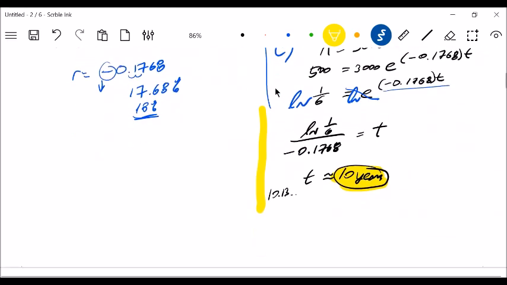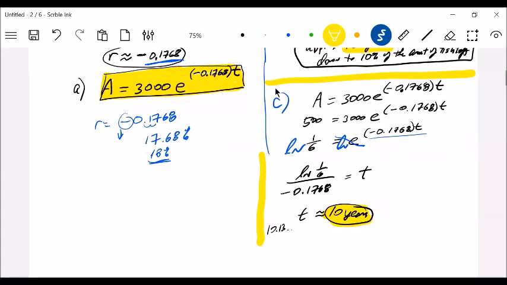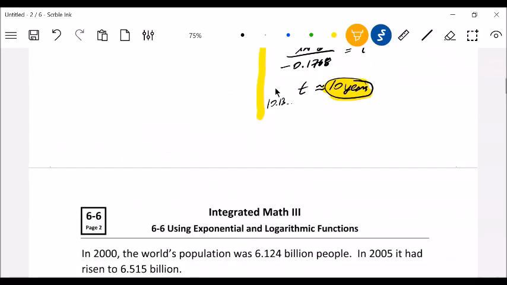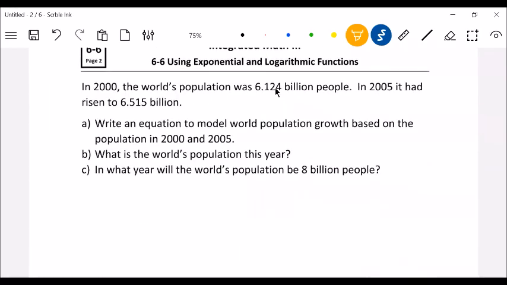Okay, so that's the first problem. What you see is using this formula, and we'll use that one or other ones like that for many others. Now, the second problem is similar, but we're going to do a slightly different formula. Okay, the world's population in 2000 was about 6.124 billion. In 2005, it had reached this amount. So write an equation to model the world population growth based on these changes from 2000 to 2005.